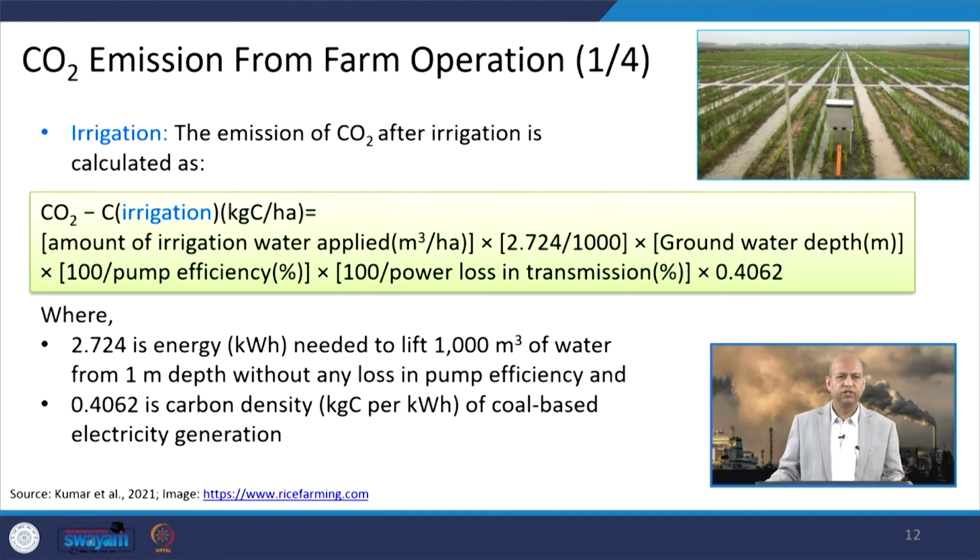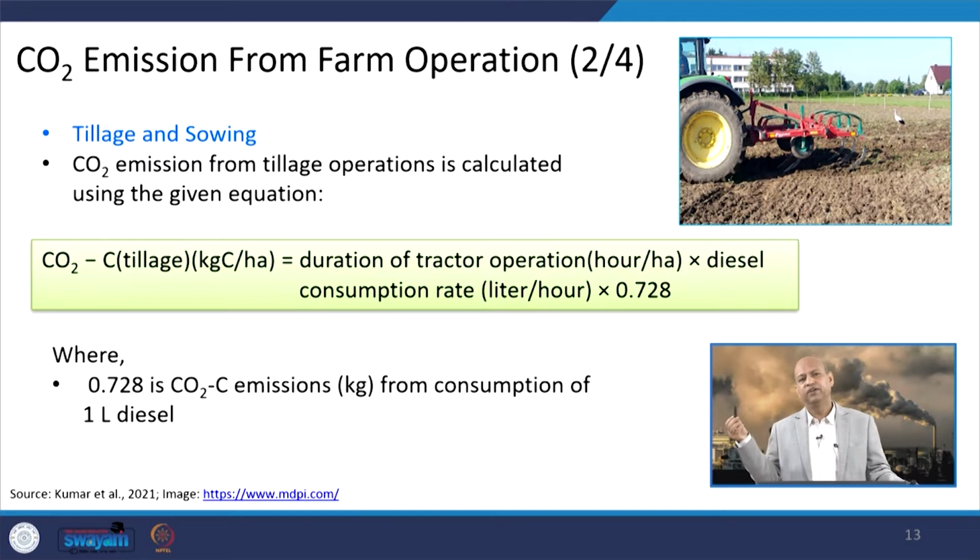When we talk about CO2 emissions from farm operations, basically if we know how much irrigation water has been applied in that much area of the agriculture field in that particular state or district, and if we know that the electricity being used for running the pump is from coal based power plants, then this equation can be used for estimating CO2 emissions related to that irrigation activity. But if it is being irrigated from a canal, etcetera, then this equation will not be applicable.